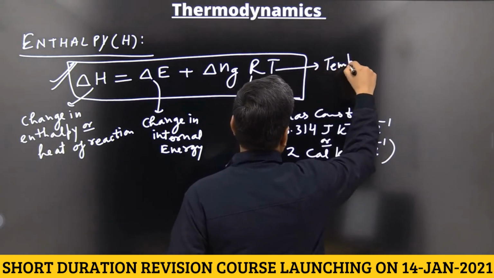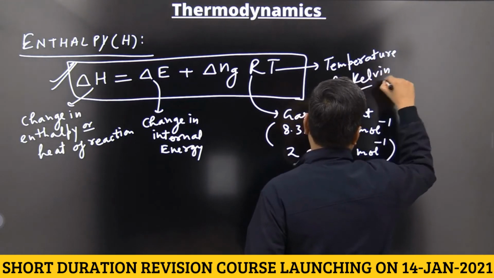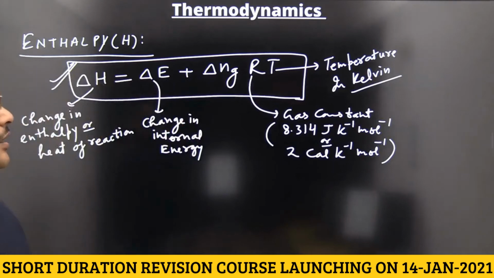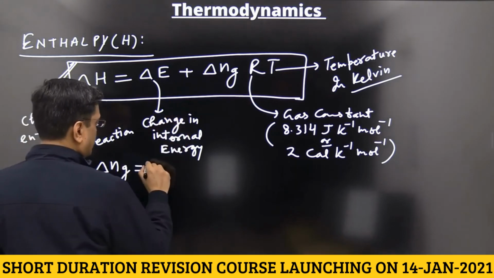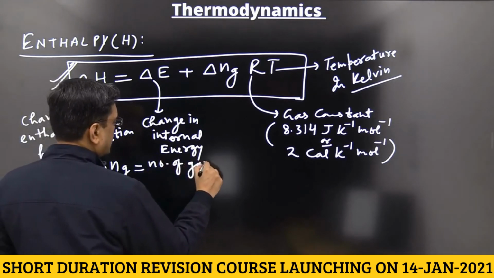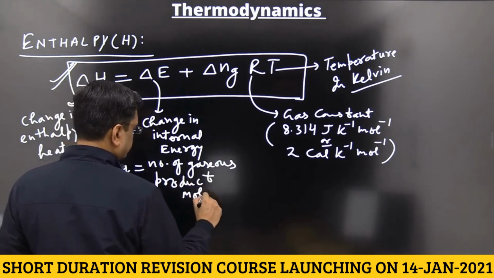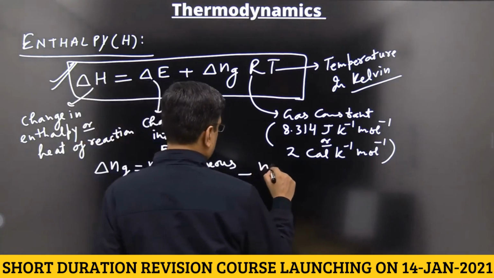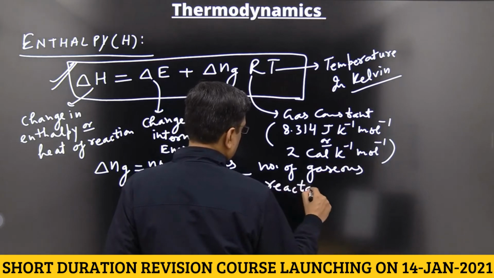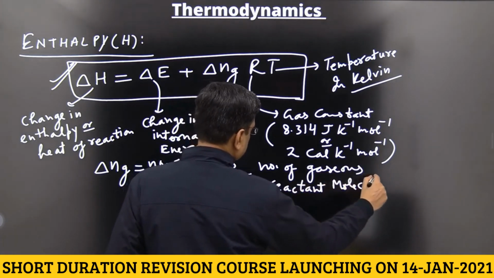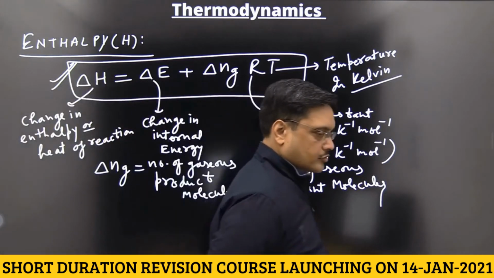T is the temperature in Kelvin, and delta Ng is the number of gaseous product. Here liquid and solid are not considered. Gaseous product molecules minus number of gaseous reactant molecules. Number of gaseous product molecules minus number of gaseous reactant molecules.